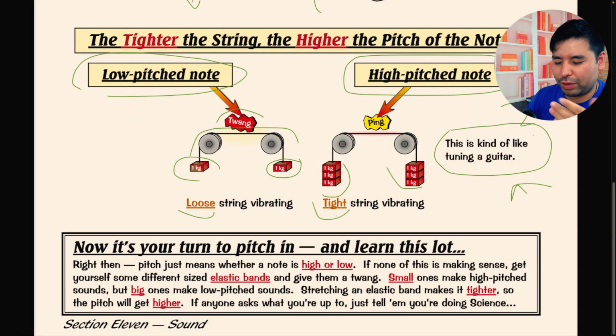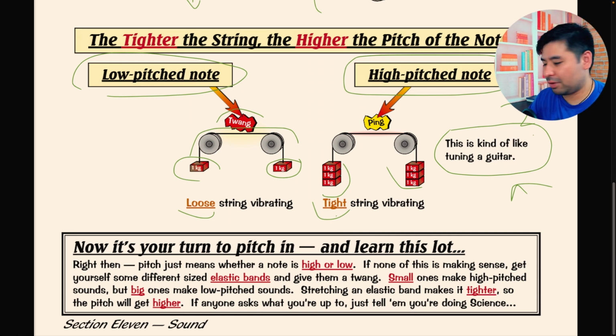So, and try to give it a twang. Small ones make high-pitched sounds, but big ones make low-pitched sounds. Stretching an elastic band makes it tighter, so the pitch will get higher, okay? If anyone asks what you are up to, just tell them you are doing science, okay? If someone sees you doing this, and they say, hey, what are you doing, man? Then you can say, I'm doing science. I'm making some experiments, okay?